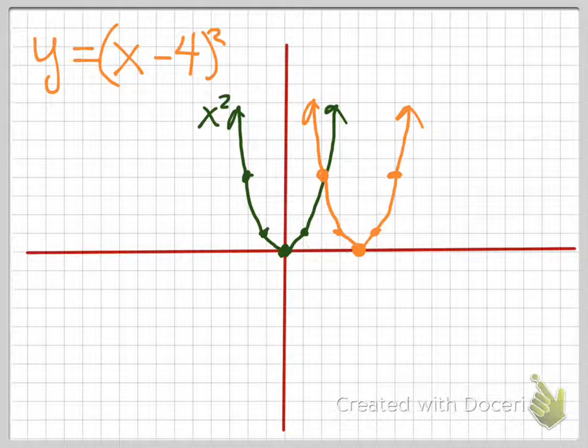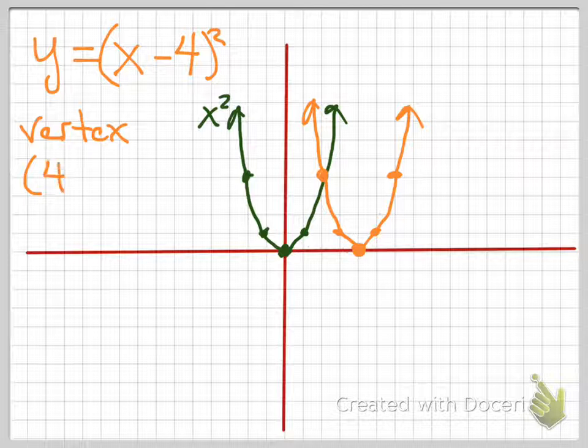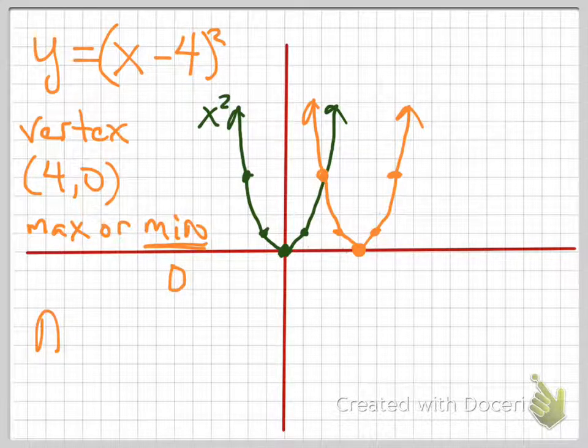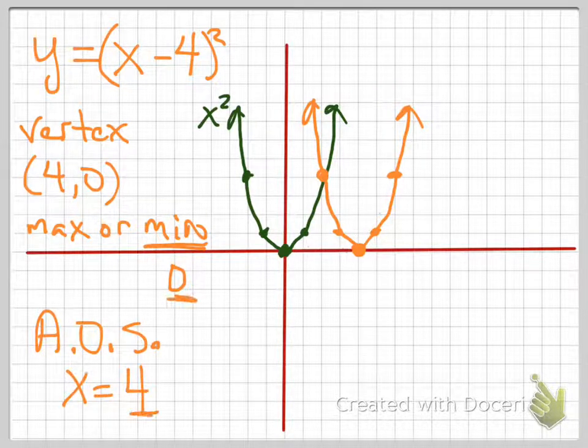Now I can see here that my vertex is at 4, 0. My max or min value, it's a min value because it's still facing up, and that's equal to 0. And then my axis of symmetry is x equals 4. I will talk more about solving this in a little bit, but I want y'all to see these characteristics. Of course it's facing up, and we can see other things.